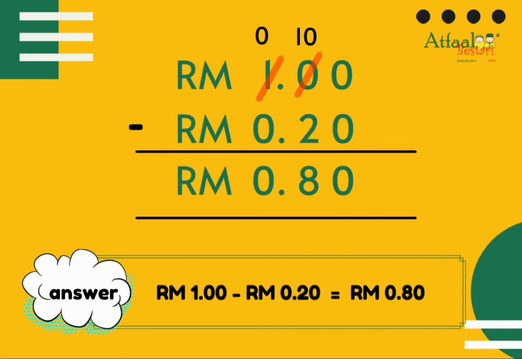0 minus 0 equal 0. Then 0 minus 2, you need to borrow from number 1. So 1 minus 1 equal 0. Then 10 minus 2 equal 8. And 0 minus 0 equal 0. So the answer is 80 cent.